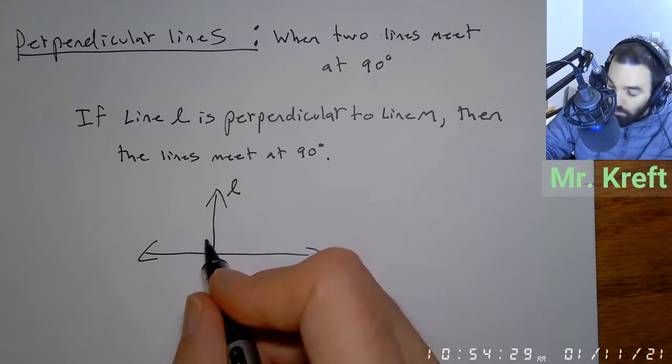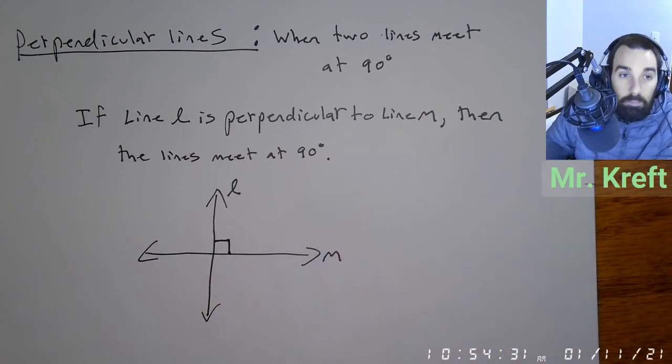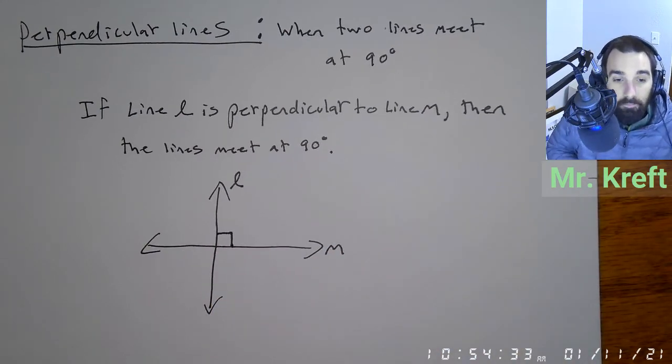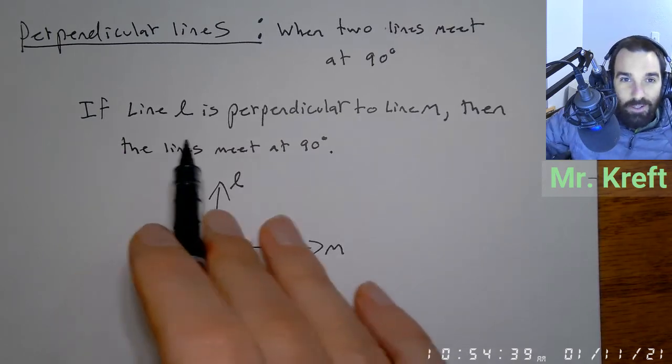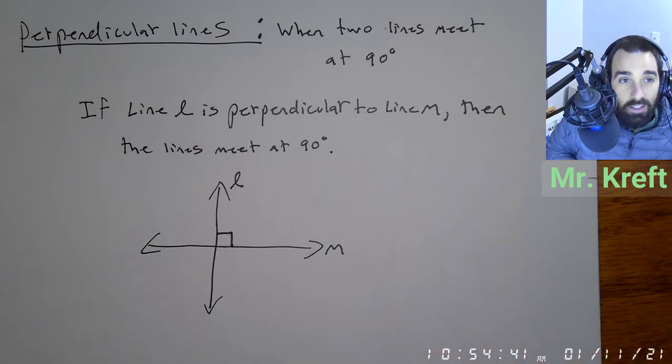Okay, so if these two lines are perpendicular, then that means they meet at 90 degrees. So this is a way to get rules, to get laws, right? Because we have a logical statement: if this happens, then this is true. And that's where we're going with this.